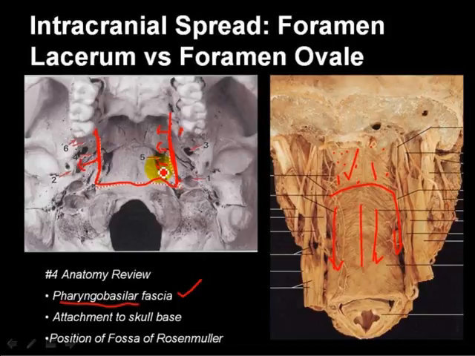And if you look at it that way, you see that the foramen lacerum is actually within the nasopharynx. It is within the pharyngobasilar fascia, whereas the foramen ovale is actually outside. Why then, we ask, is it that a tumor that arises around this region would want to spread through the foramen ovale instead of going through the foramen lacerum? There must be an explanation why.